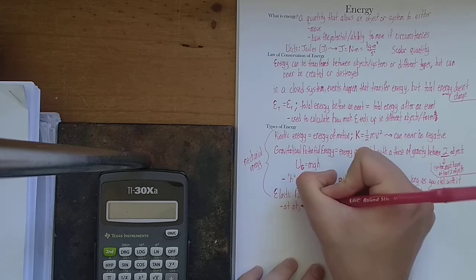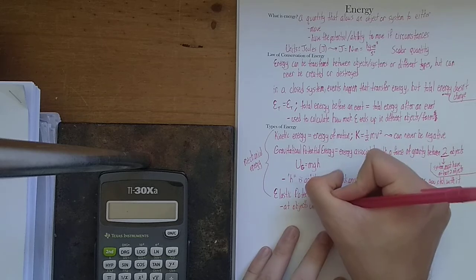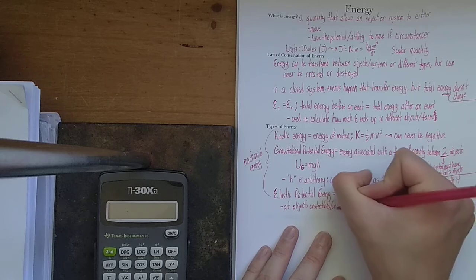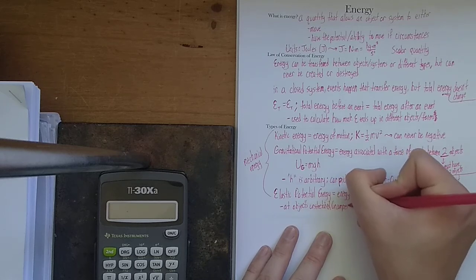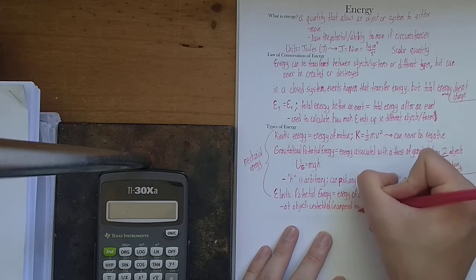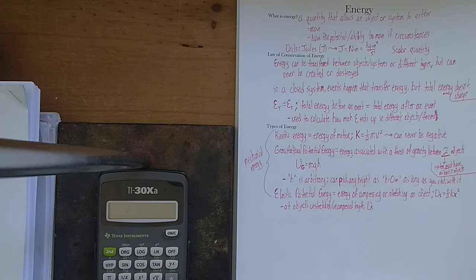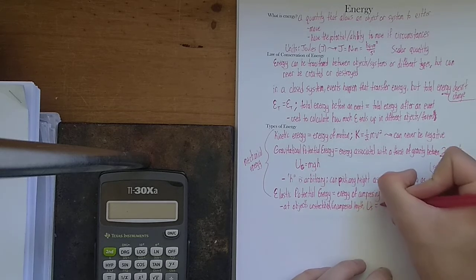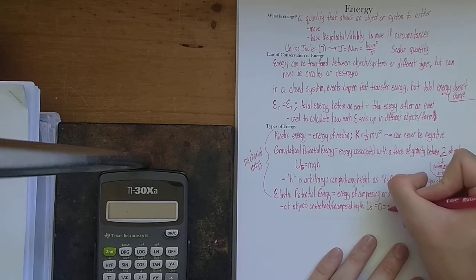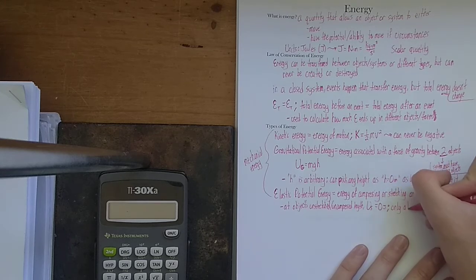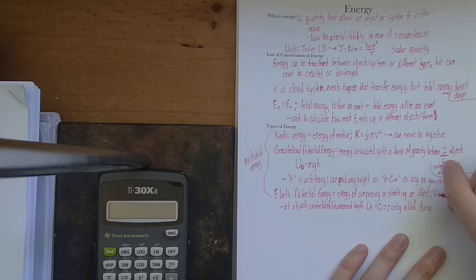At the object's unstretched or uncompressed length, if it's at the normal length of the object, x would be 0, so U_s must be 0 joules. It is only added during stretching or compression.